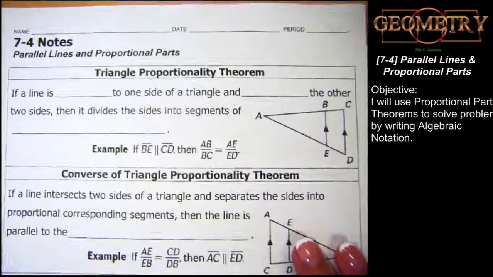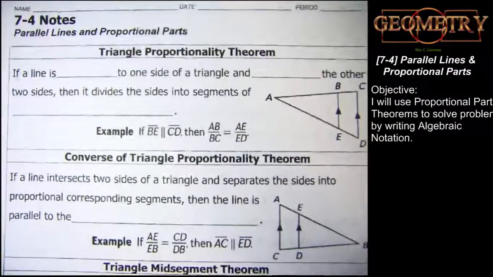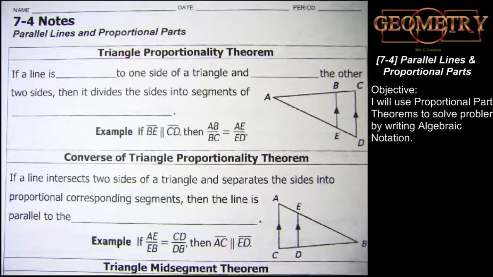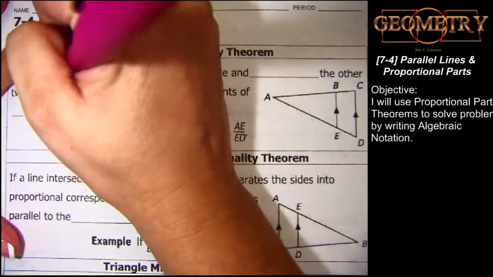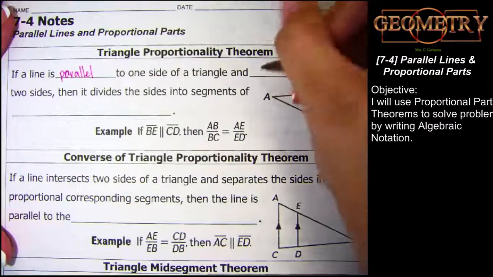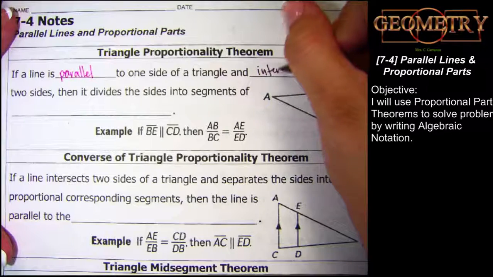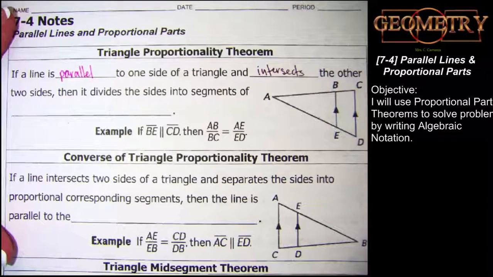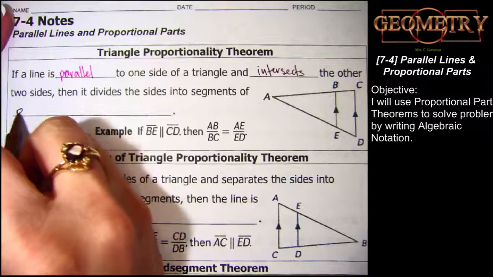So we're working on 7-4, parallel lines and proportional parts in triangles and in lines. If we have some line and it's parallel to one side of a triangle, and this parallel line intersects the other two sides of the triangle, then it's going to divide those sides into segments of proportional length.